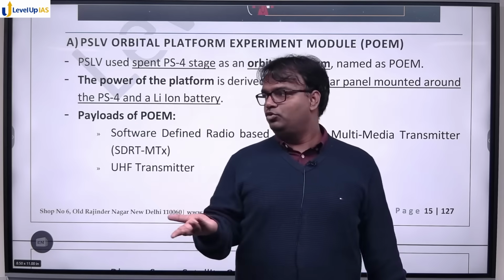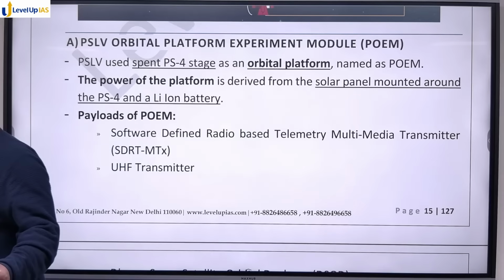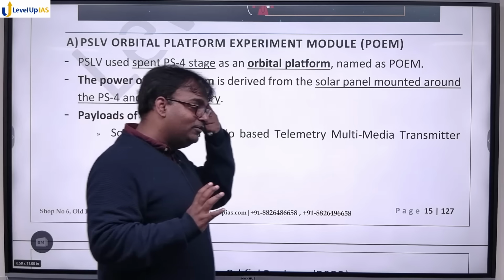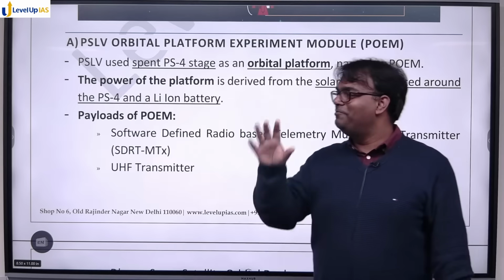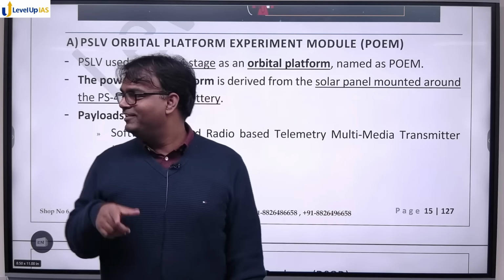But for 1 month or 2 months or 6 months, it will keep revolving before it gets destroyed. It will be there in the orbit. So it is behaving like a satellite for that period. So why can't we put some components on this, some cameras, some communication devices, and then experiment with them?